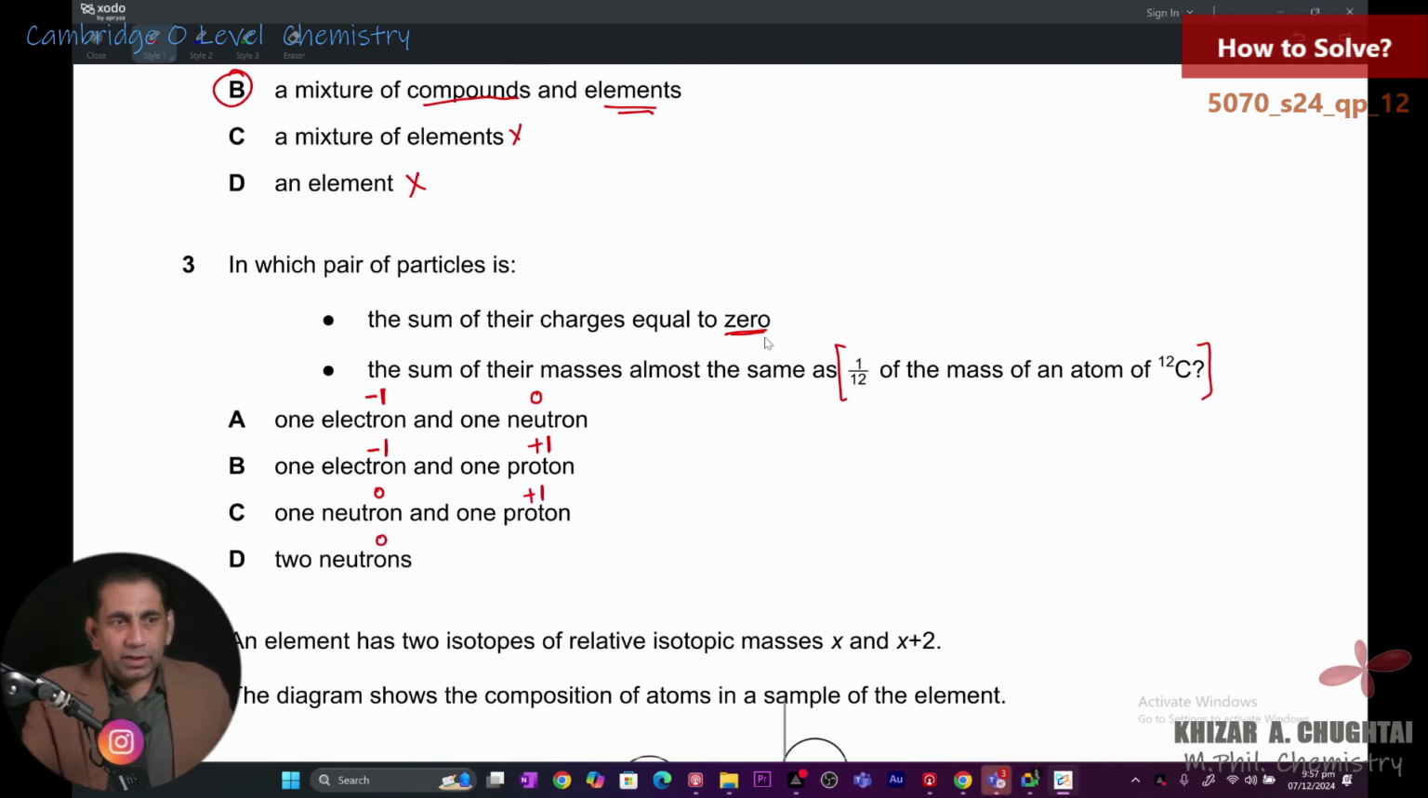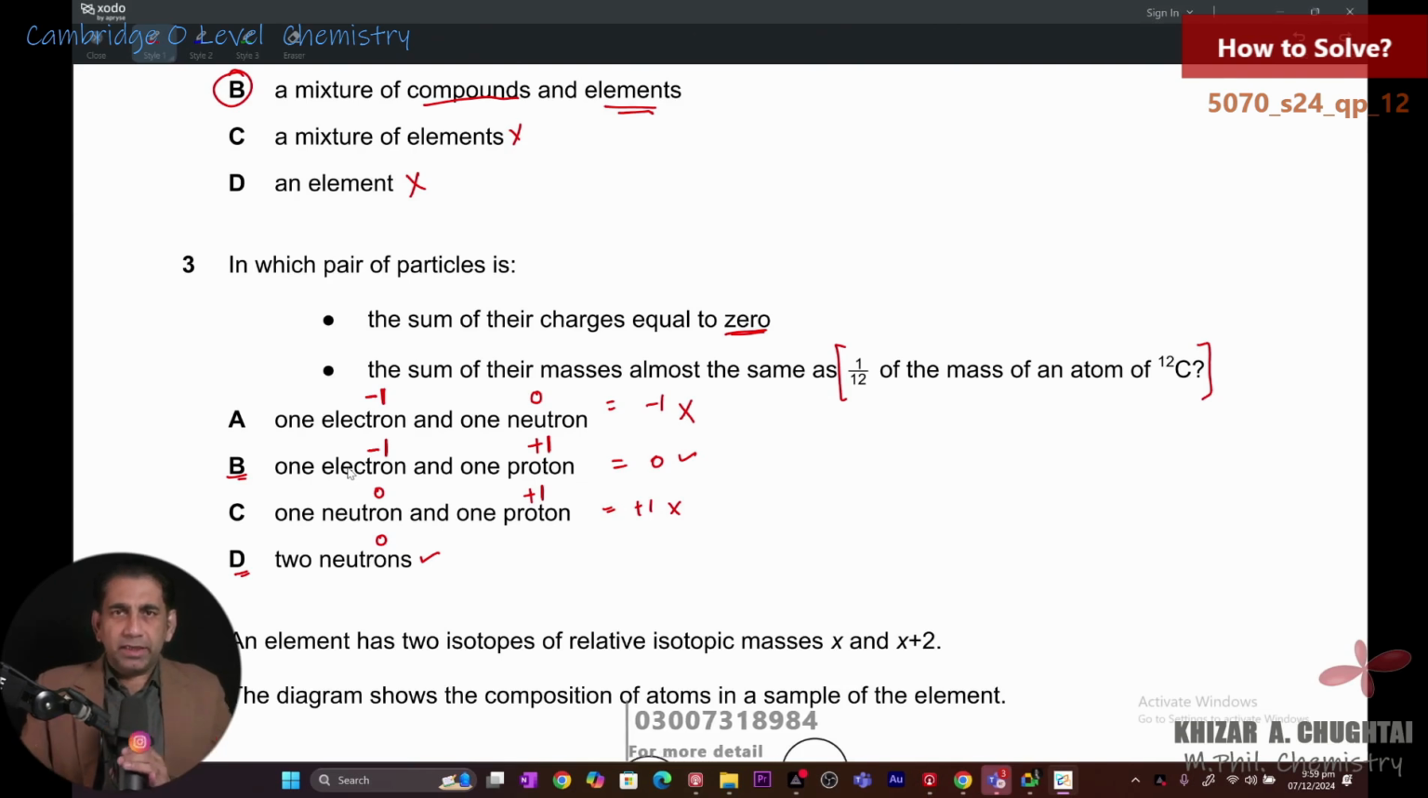First of all, where are the 0 sums? Here the sum is equal to -1, so it is wrong. Here the sum is equal to 0, it may be the correct one. Here the sum is equal to +1, again it's wrong. And here the sum of the charges is equal to 0, so it may be correct. So as far as the charges are concerned, either B or D may be the correct option.